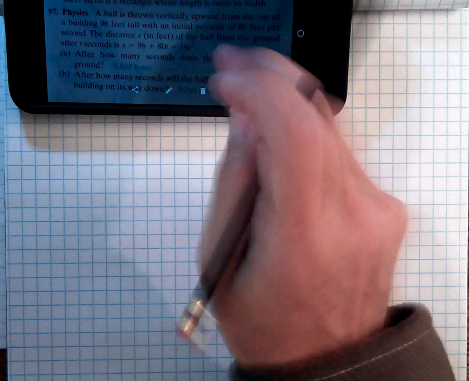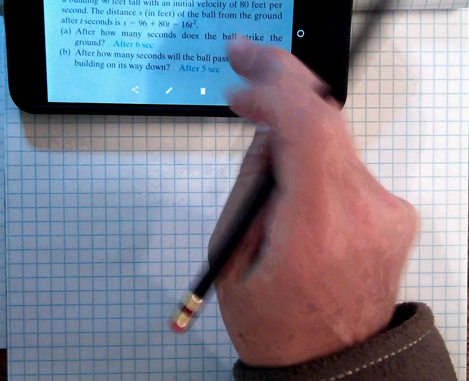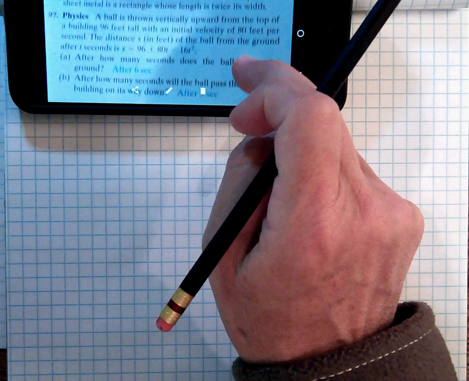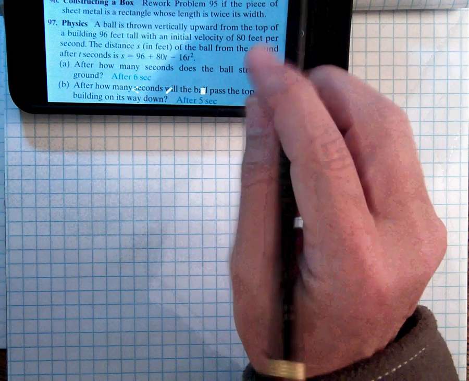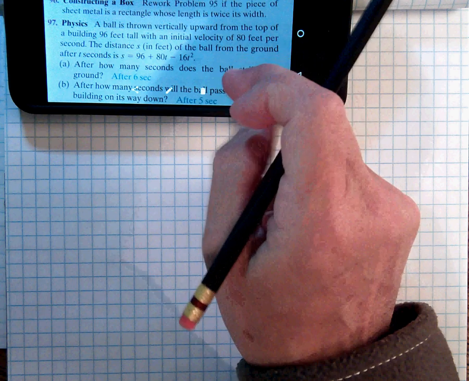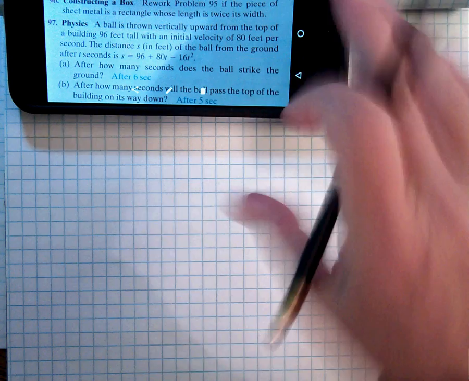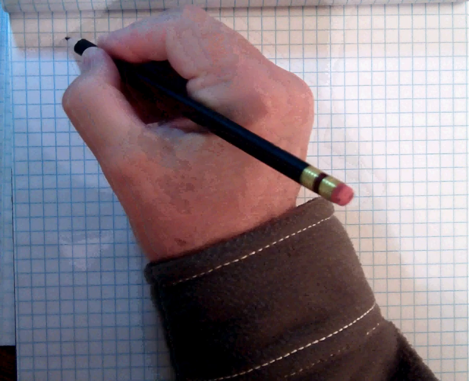Alright, so we're going to do this algebraically, and we're going to use the calculator graphing utility to also answer this question. Alright, so let's write this down. We'll draw a picture. This is problem 97.